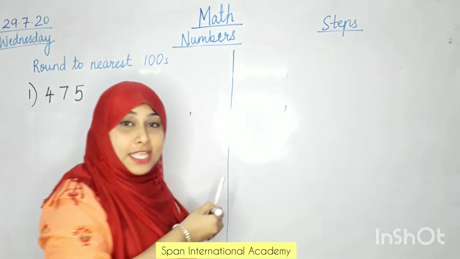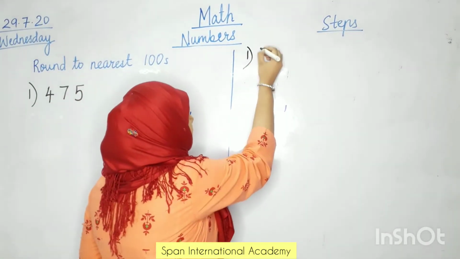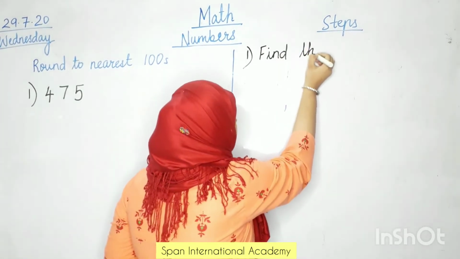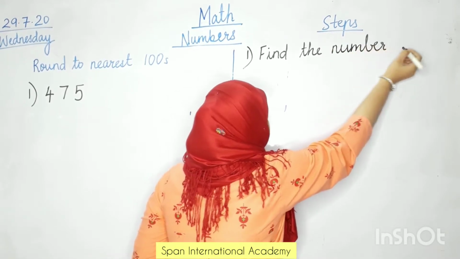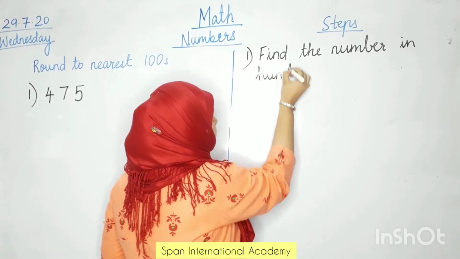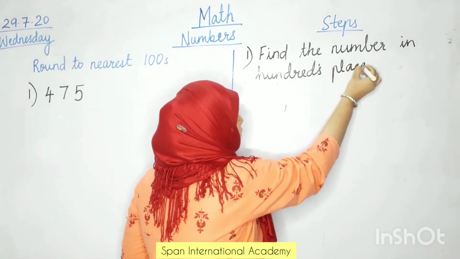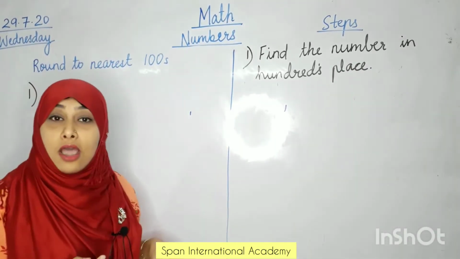Now what is the first step, students? The first step is find the number in hundreds place. We have to find the number that is in the hundreds place.